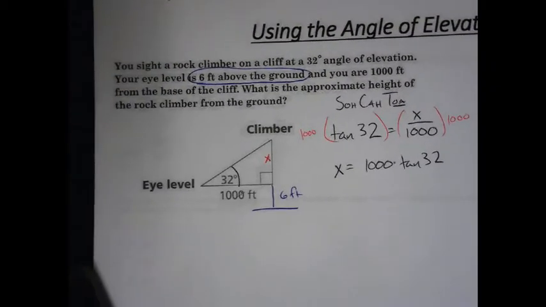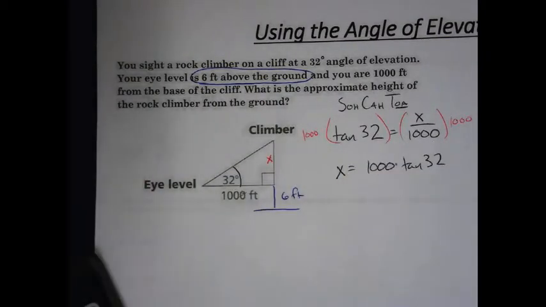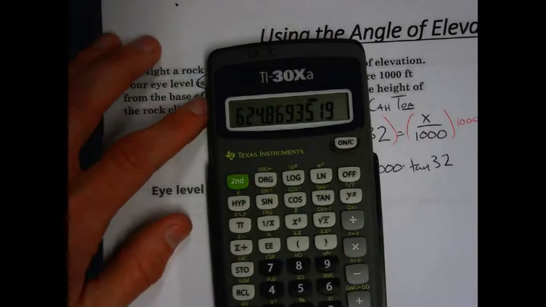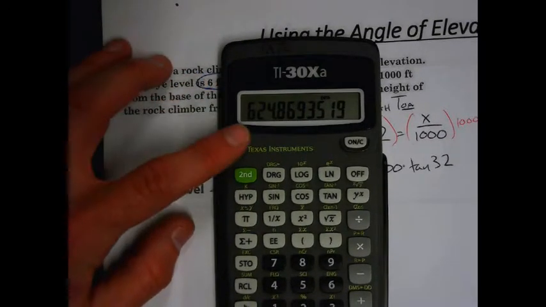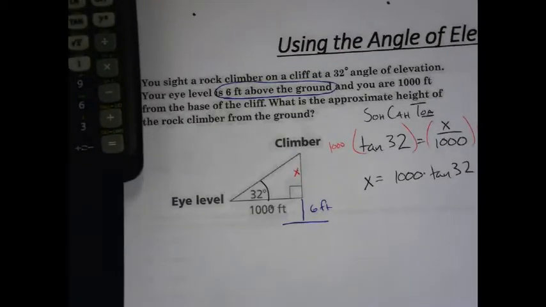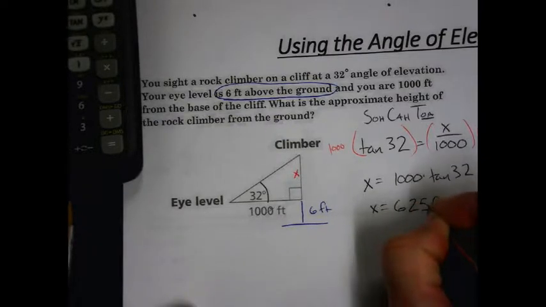Are we rounding anything? Do we have to round? The question deals with, well, what is the approximate height? Okay, so let's approximate. We approximate this crazy number on the calculator, 624.869. I'm going to go ahead and approximate that as 625. Okay, that's a nice approximation. So x would be 625 feet.